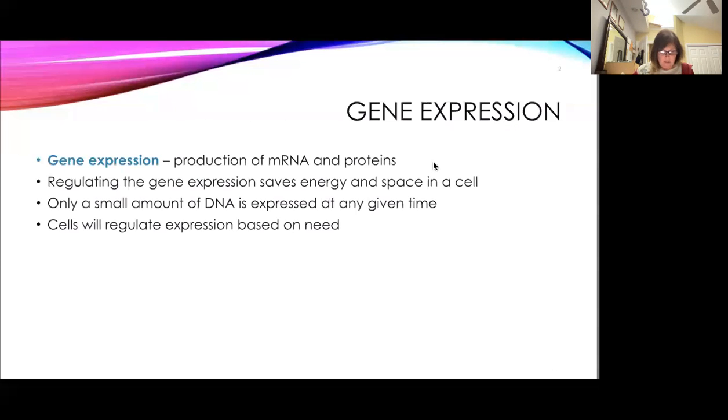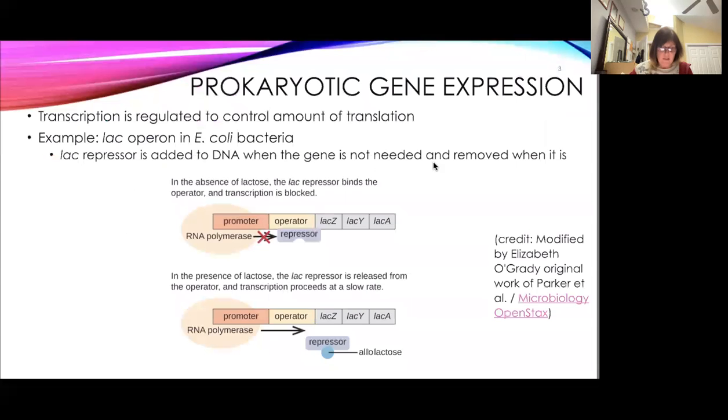And so we're just going to talk, like I said, a little bit about gene expression. So again, when we talk about gene expression, we're talking about making that messenger RNA. If there's no messenger RNA being made, then you don't make the protein and the protein is not expressed. And so we only need a small amount of DNA that's expressed at any given time. Most cells are very specialized in what they do, so they may only have a few genes turned on. So the cell will regulate that expression based on what they need.